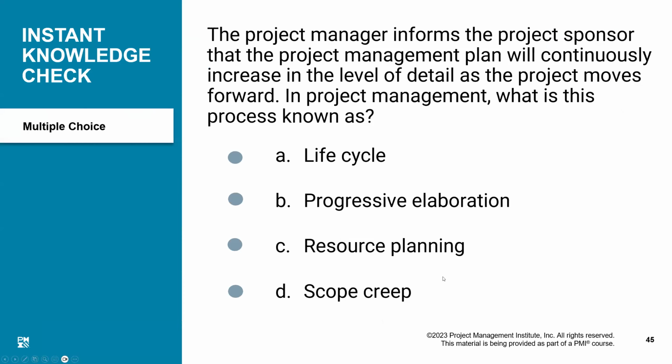So, next question is, a project manager informs the project sponsor that the project management plan will continuously increase in the level of detail as the project moves forward. In project management, what is this process known as? The things will change over time. What is the project manager trying to explain? Is he talking about a life cycle, a progressive elaboration, resource planning, or scope creep?